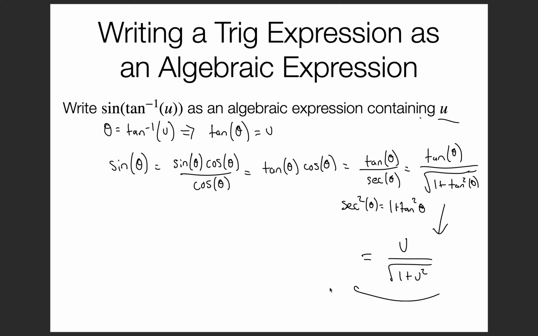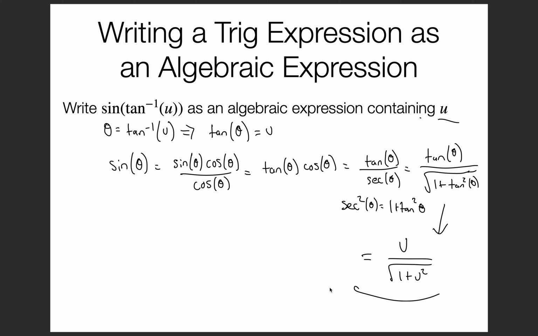So what I'm going to do, same thing that we do every time, set the inverse part of whatever the expression is equal to theta. So I set theta equal to tangent inverse of u, and then when I take the tangent of both sides, I get that the tangent of theta equals u. So that's the first part. I know that u is equal to the tangent of theta. So my original equation is now simplified to just the sine of theta, which is okay, but that's not in terms of u.